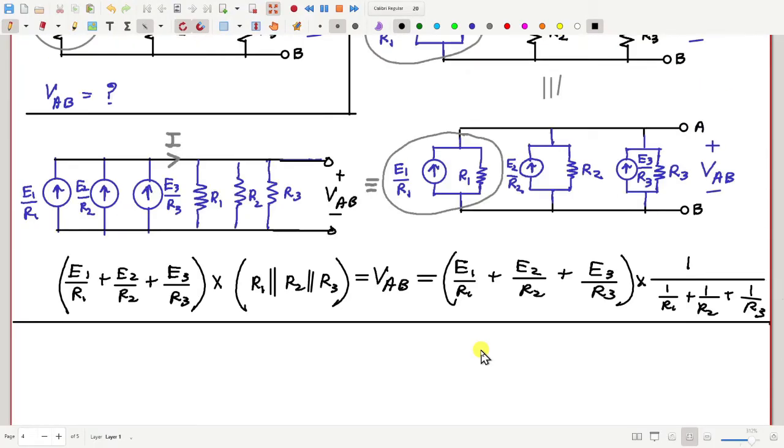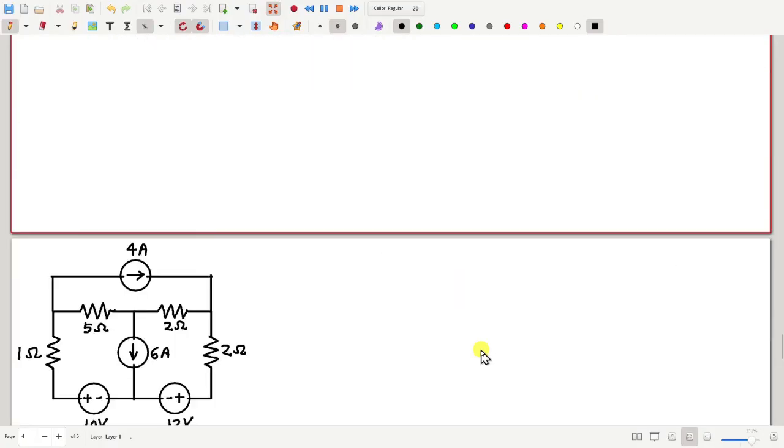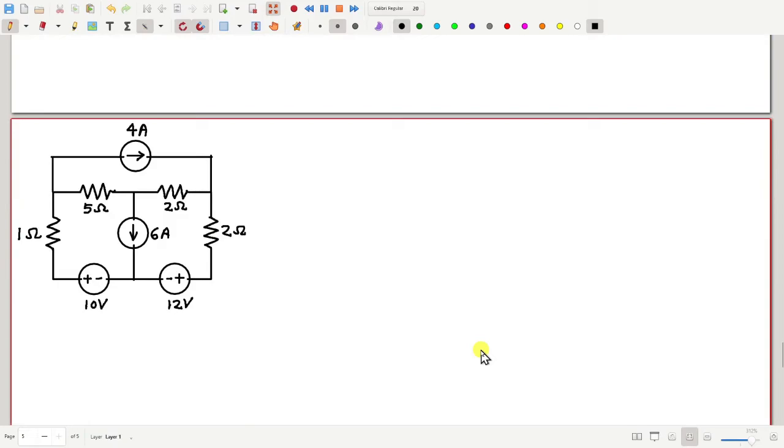This was a fairly simpler circuit. Now let us learn how to solve a bit more complicated circuits. So for that, let me take this example.